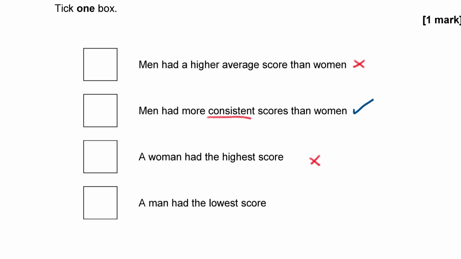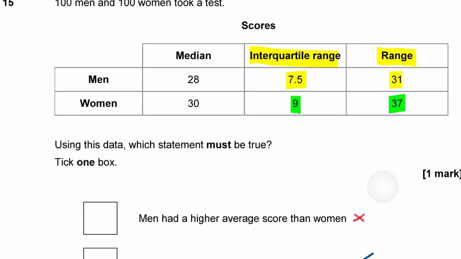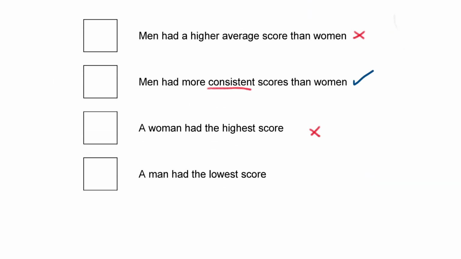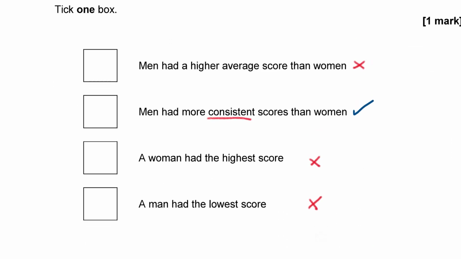A man had the lowest score, and that's a similar argument here. We can't tell from this data who had the highest and who had the lowest. It's not possible to tell. So that is unclear as well from this data. There's only one that I can hand on heart say must be the case, and that is that one then. Men had more consistent scores than women.